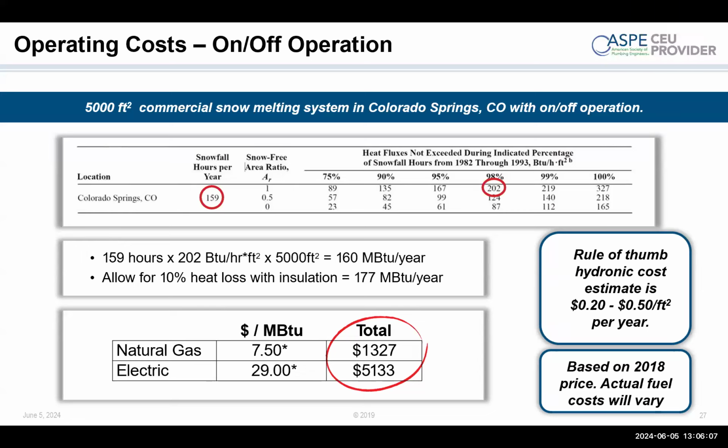Yeah, that makes a lot of sense. Okay. Any other questions at this point? No, we're good. We can keep running.